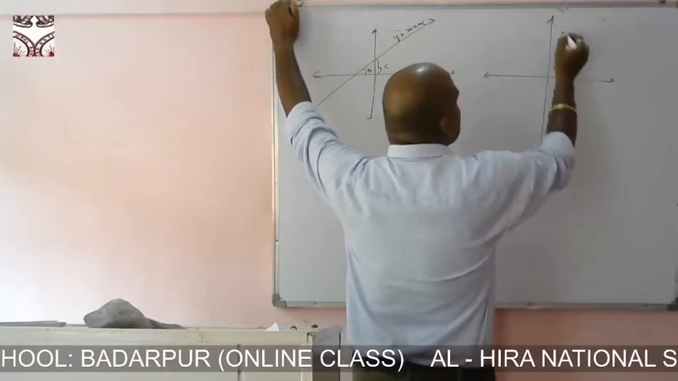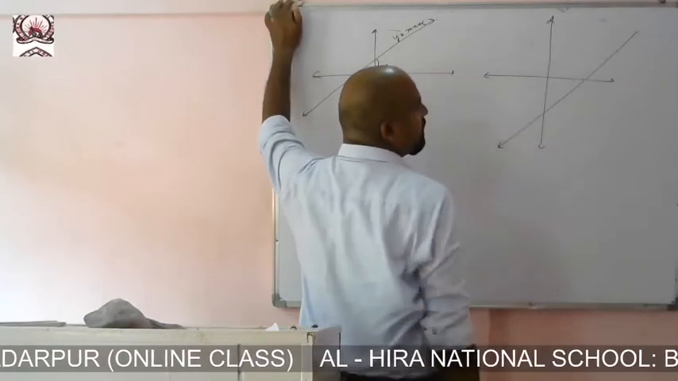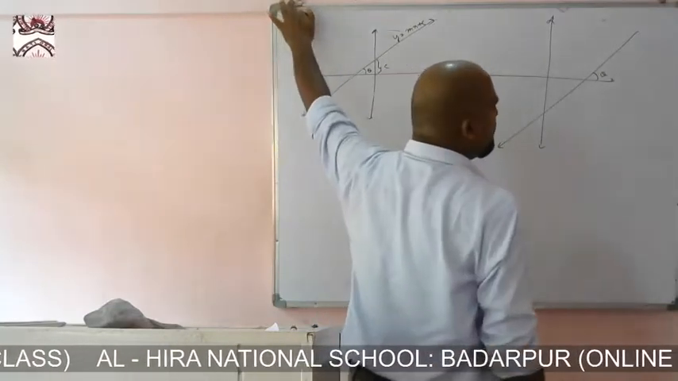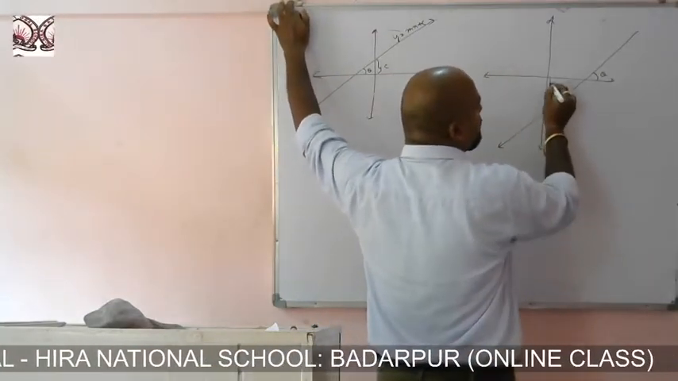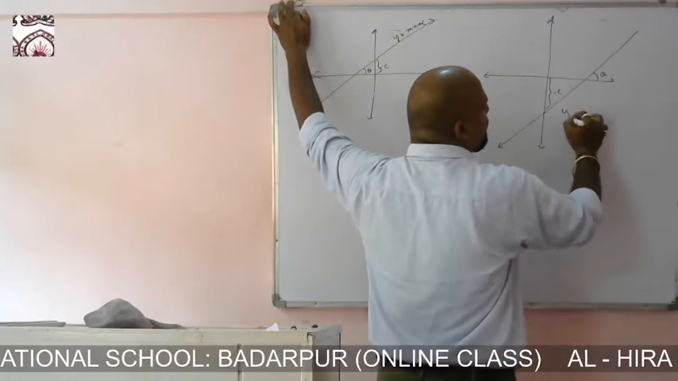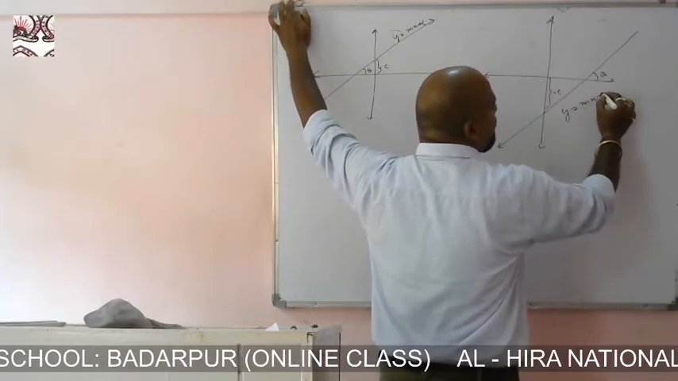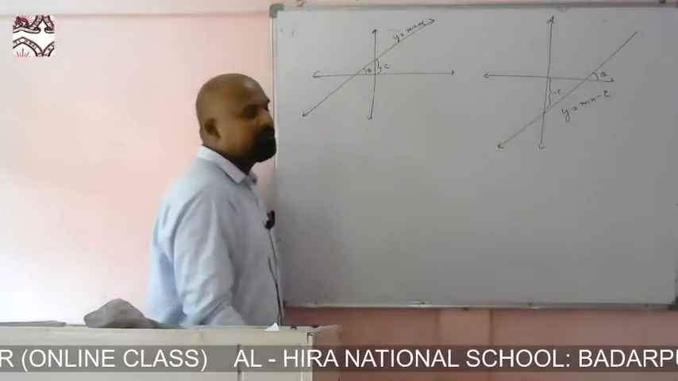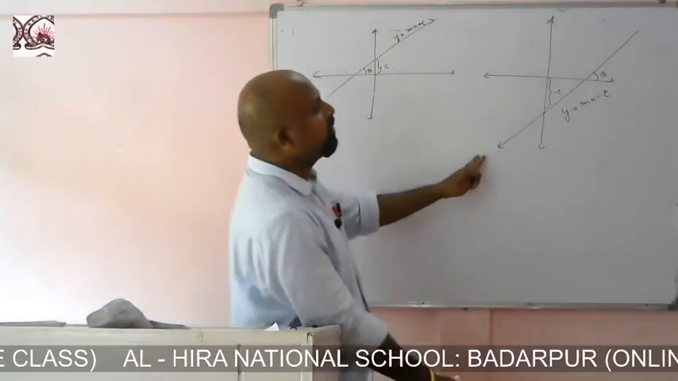Now if the line passes in this fashion, the angle is positive and less than 90 degrees, but the y-intercept is minus c. Then the equation is y equals mx minus c. So y equals mx minus c is the equation of this line.